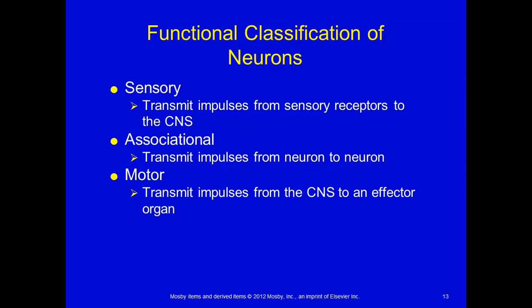But then we also have associational neurons, which transmit information from neuron to neuron. They're the in-between, the go-between, so to speak. They're not necessarily sensory, they're not necessarily motor. They're somewhere in the middle, having those two systems talk to each other. Does that make sense? Okay. So functionally, there are 3 types of neurons, is what I want you to carry away from that slide.